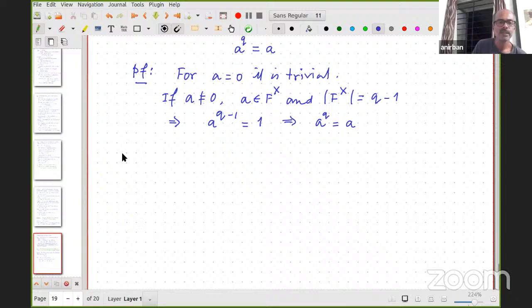We need a definition from general field theory, which is about the splitting field of a polynomial. A very natural thing to define. So this is a splitting field.